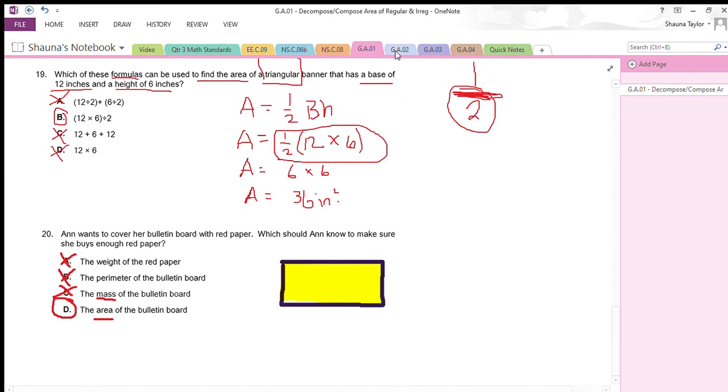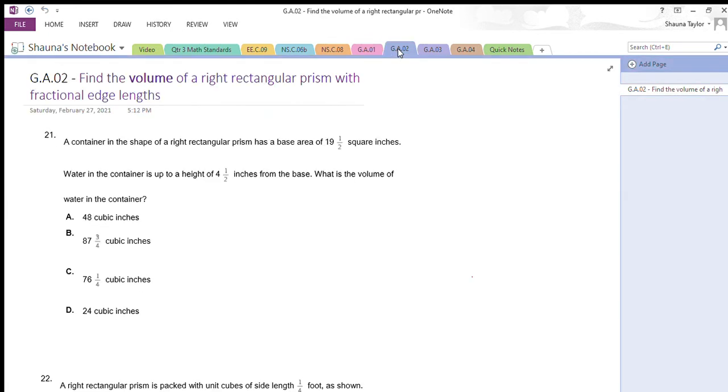Okay, let's head on over to the next one, G.A.O.2. Okay, G.A.O.2 is finding the volume of a right rectangular prism with fractional edge lengths. Now this one's going to take a little bit longer. I'm going to be honest about that. Also, you're probably going to see fractions. I know we've been working with whole numbers. And I know we've been working with easy fractions like 1/2, 1/3, 1/4. Okay, this one's mixed numbers. So let's go take a look at this.